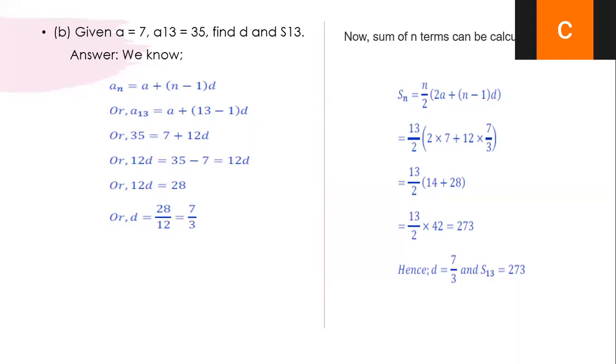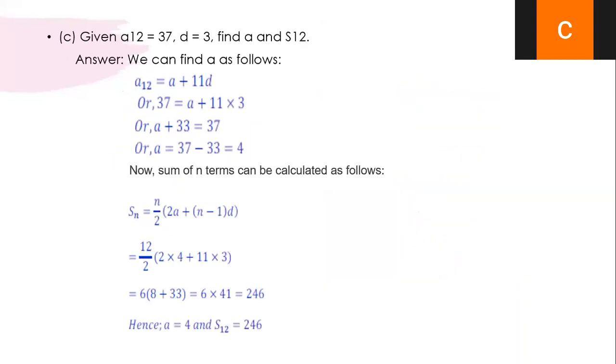Ma'am, I got the A value. 4, ma'am, 4. Yeah, 4. 37 minus 33. Correct, correct. Let's wait for others to solve. N value 12, AN value 37. Lekha, I'm not getting an answer from you. Ma'am, I'm still doing it. Ma'am, the answer is 246.